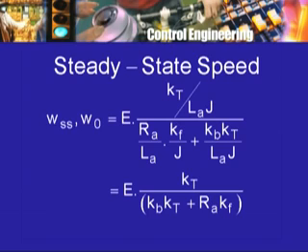Check whether it tallies with the value that we had obtained earlier, that is omega SS equal to this coefficient into E minus some other coefficient into the load torque. So check whether this is the same coefficient that we got earlier. Once again, you can look at the dimensions and check whether dimensionally the two are the same.